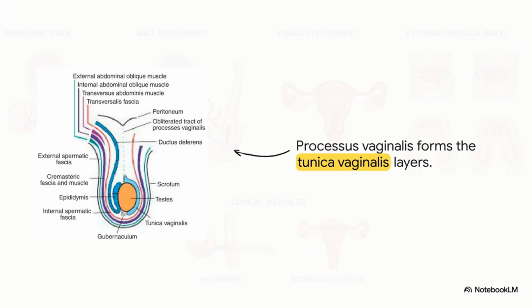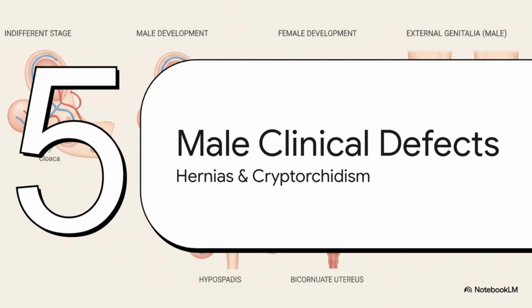Remember that processus vaginalis we just talked about? It ends up forming the visceral and parietal layers of the tunica vaginalis, wrapping the testis in a nice protective serous sac. Now, this is crucial. The narrow canal that connected this vaginal process all the way back up to the peritoneal cavity normally obliterates right around birth or very shortly after. It's supposed to completely seal the system off. But what if it doesn't seal off? That brings us to Section 5, hernias and cryptorchidism.